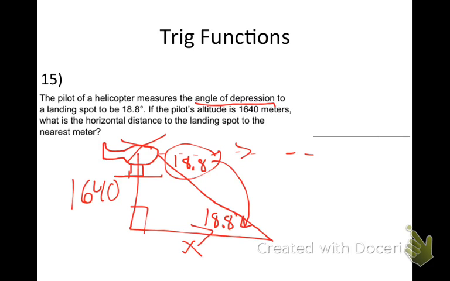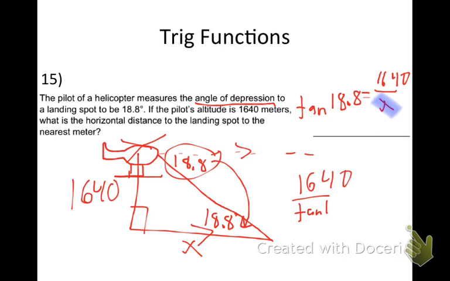Okay, so you'd have to use which function again here? You'd have to use tangent. So I'd say the tangent of 18.8 equals 1640 over x. So as you work this out, x is in the what? X is in the denominator. So does that mean you're going to multiply or divide the numbers now? You're going to divide. So you would take 1640 divided by the tangent of 18.8. And then you end up getting what for an answer? 4,817 feet. Nice job. There's your assignment.